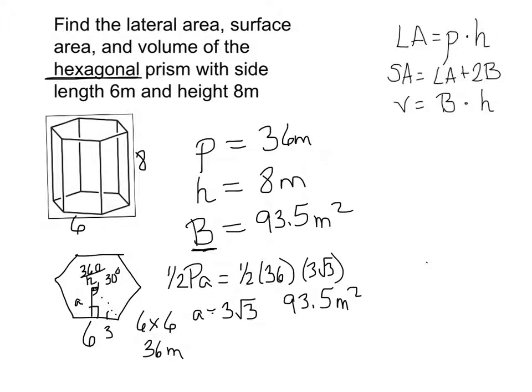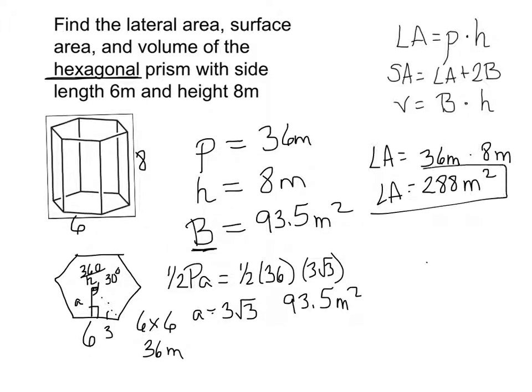Okay, so now we have everything we need for our formula. So now I'm going to plug stuff in. So for lateral area, it's going to be the perimeter of my base, so 36 meters, times the height, which is 8 meters. So I'm going to take 36 times 8, which is 288, and then meters squared for area. So that's my lateral area.